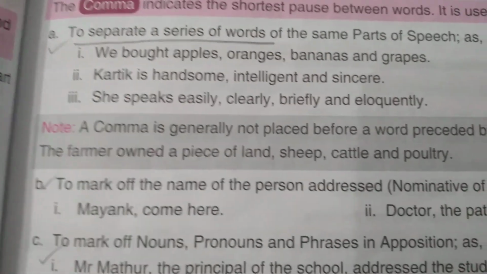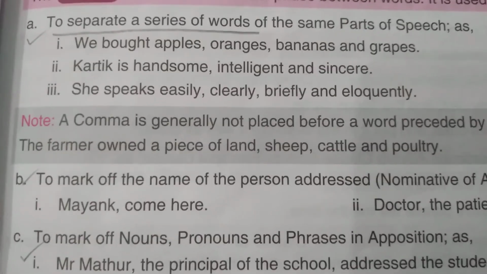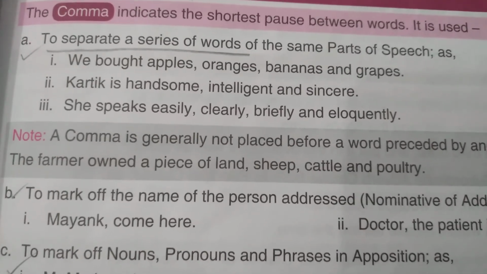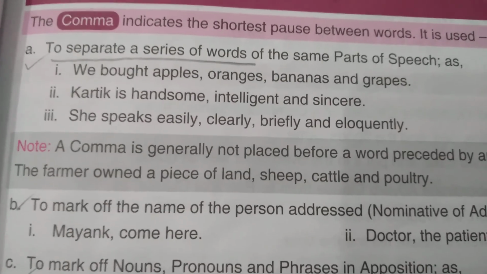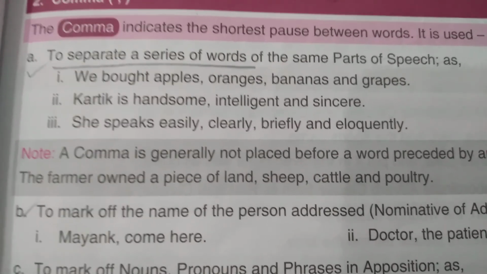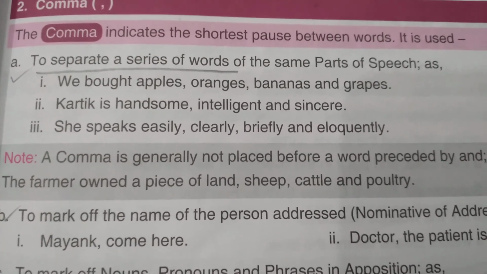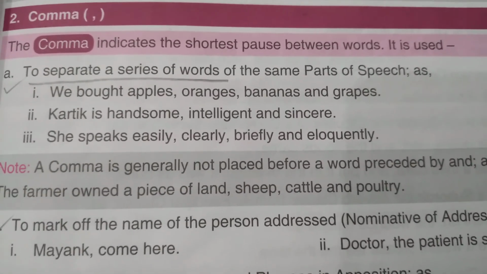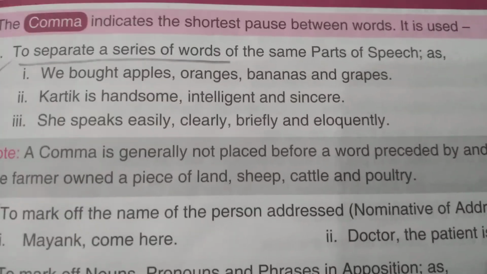Now the next use is to mark off the name of the person addressed. So if there is the name of a person and that person is addressed in the sentence, then we will put a comma after that name. For example, Mayank, come here.